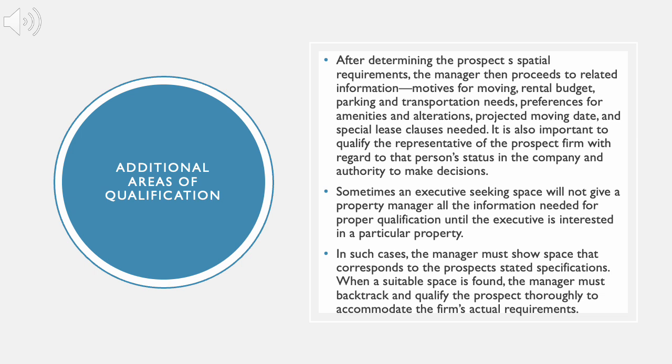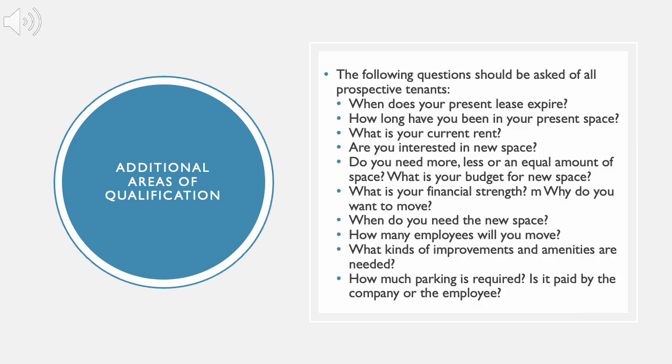Sometimes an executive seeking space will not give a property manager all the information needed for proper qualification until the executive is interested in a particular property. In such cases, the manager must show space that corresponds to the prospect's stated specifications. When a suitable space is found, the manager must backtrack and qualify the prospect thoroughly to accommodate the firm's actual requirements. Additional areas of qualification.